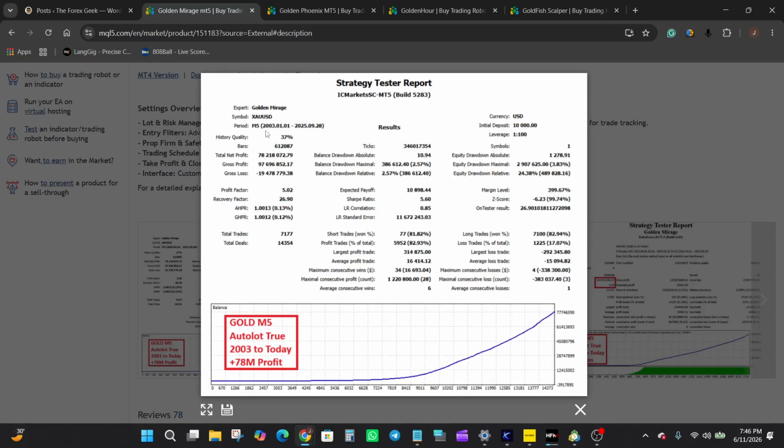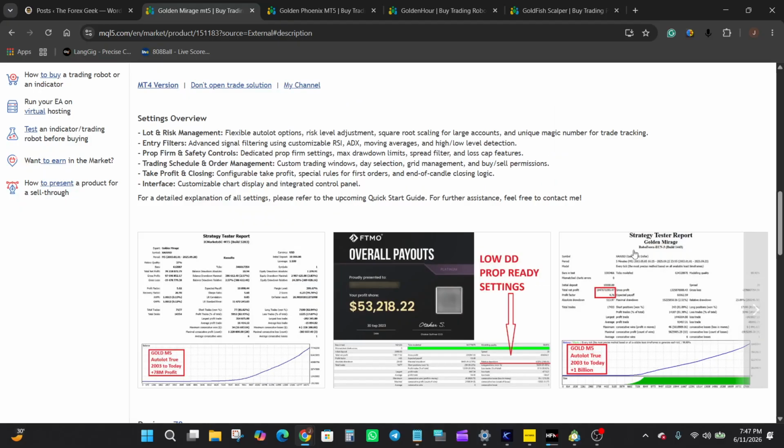We can see that the period was from January 1st, 2003 to 28 September 2025, and the total net profit was over 78 million, total trades 7,177. Out of that figure, 5,952 were profitable trades, giving us an 82.93% profitability. The initial deposit was 10,000. All right, and this was gold on M5.